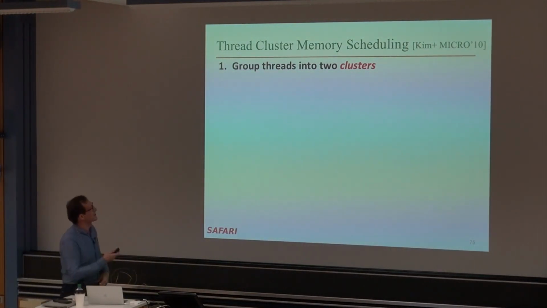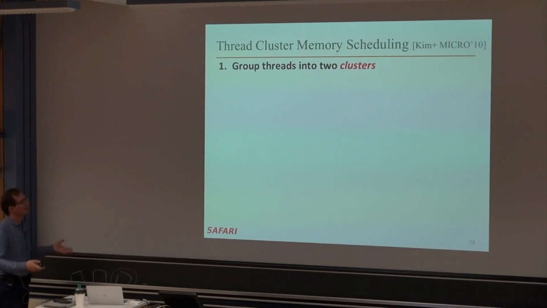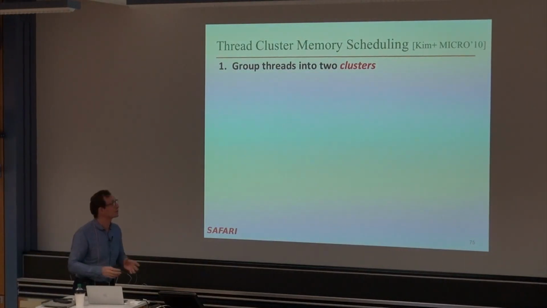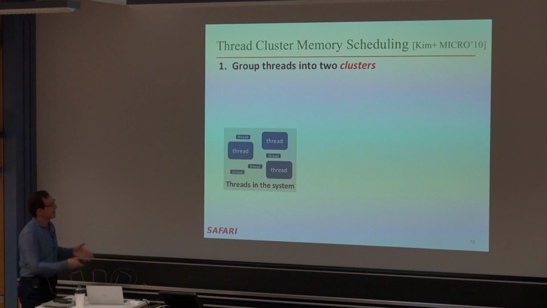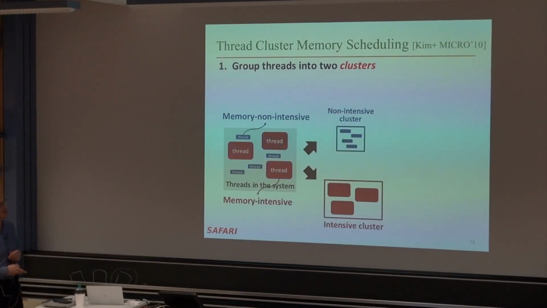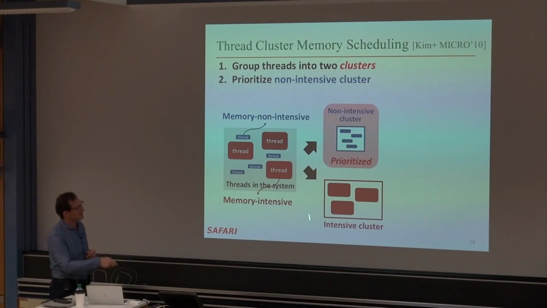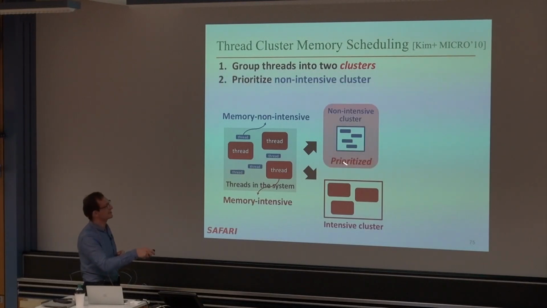Okay, so basically how does this work? I've actually given you the algorithm almost. I've given you two clusters over here, right? Basically, the memory scheduler groups the threads into two clusters. So you have some threads in the system. Basically, you identify what is mice and what is elephant. The non-intensive cluster consists of memory non-intensive threads, and the intensive cluster consists of memory intensive threads. All of the elephants are isolated here, hopefully. It's just the mice that are here.